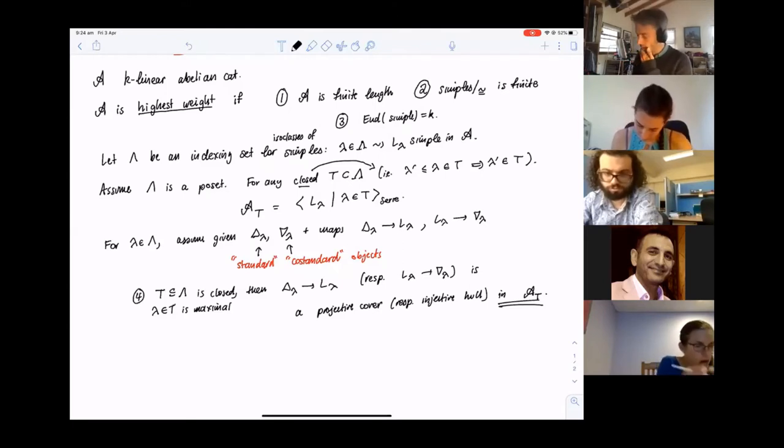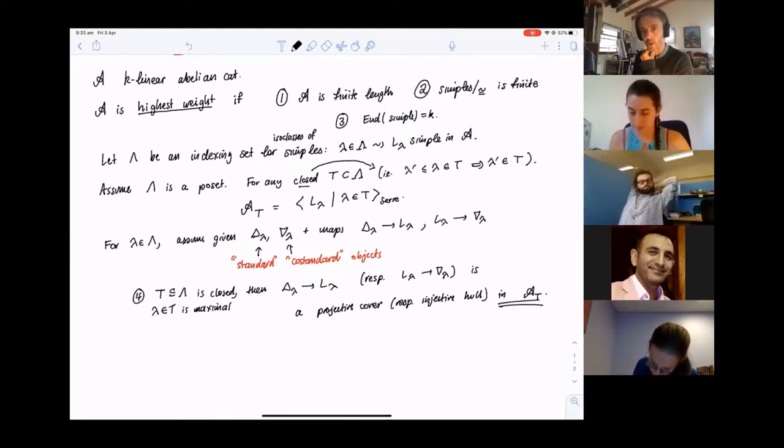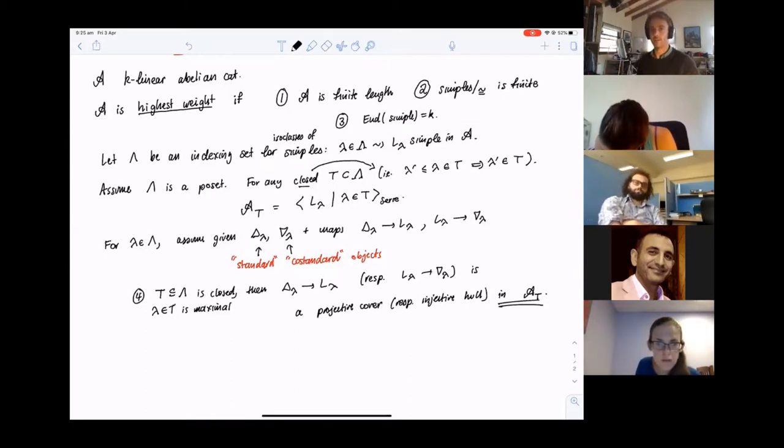So we're not requiring that delta lambda be projective, but we're requiring that in the subcategory generated by L lambda and those below it, delta lambda is projective. There's a reason why this is called a highest weight category: if we fix some highest weight and look only at modules of weights less than that, then for example the Verma module of that highest weight is projective, because taking highest weights is an exact functor on that category.